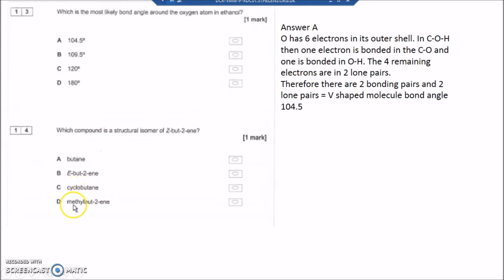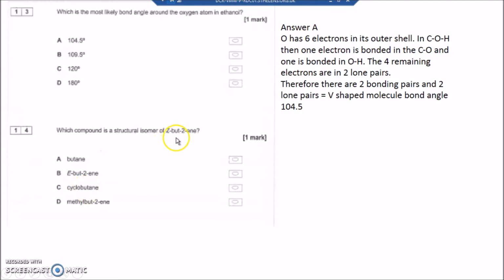Let's just check out D. Methylbutene. Well, butene has got 4 carbons, and a methyl group has got a carbon in it as well. You've just introduced 5 carbons into that. This has only got 4. You've changed the molecular formula, so it can't be that. You've added another carbon to it. Not allowed.